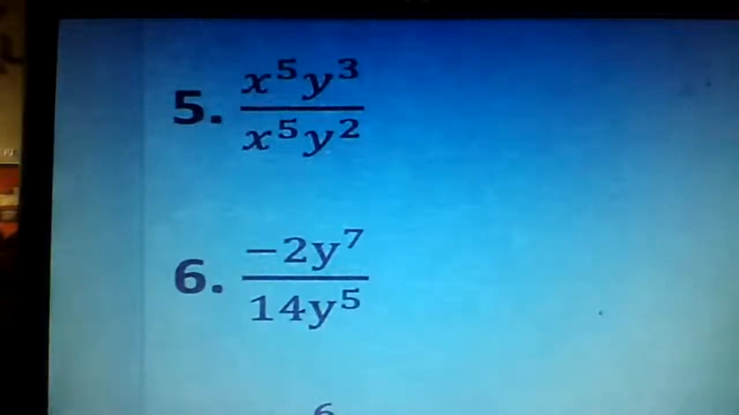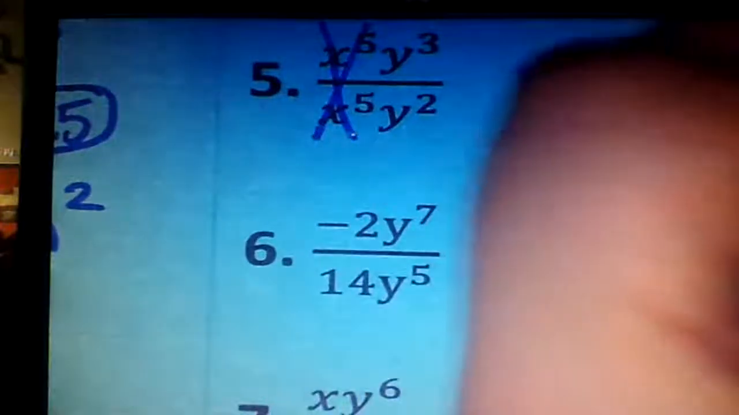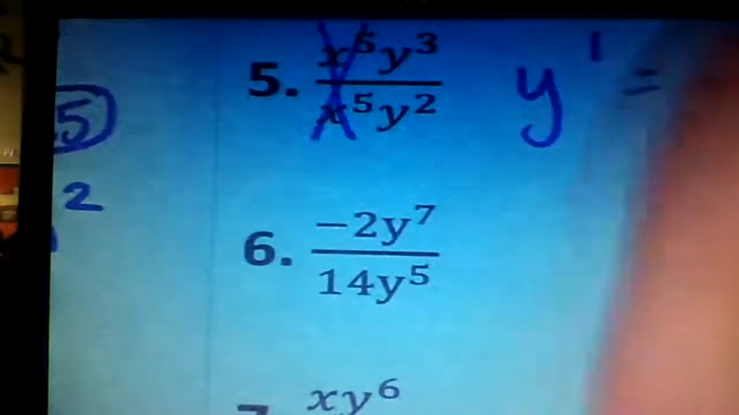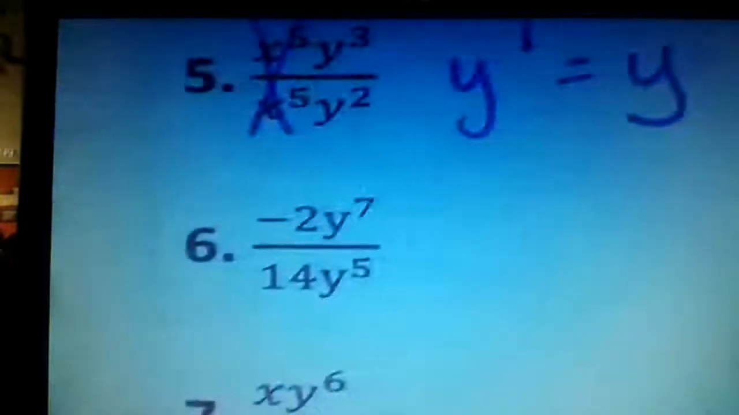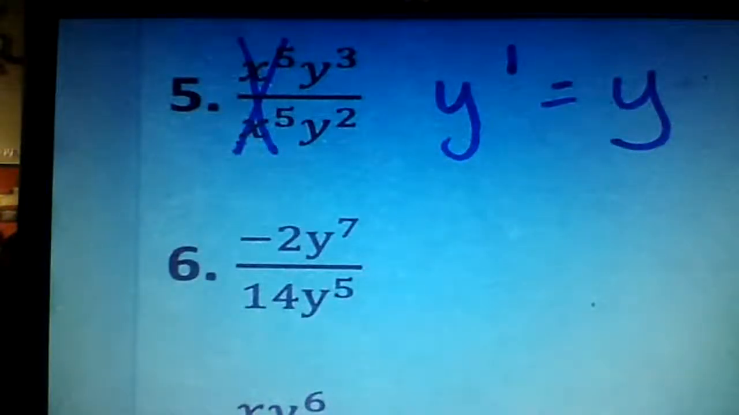Okay, what happens in number 5? The x goes bye-bye. The x cancels out. And I have y to the first, or just y. The x is kind of harder. x to the fifth over x to the fifth means all of my x's reduce down to 1. The reason you come up with this 0 is that you subtract the exponents out, and anything to the 0 power is 1.